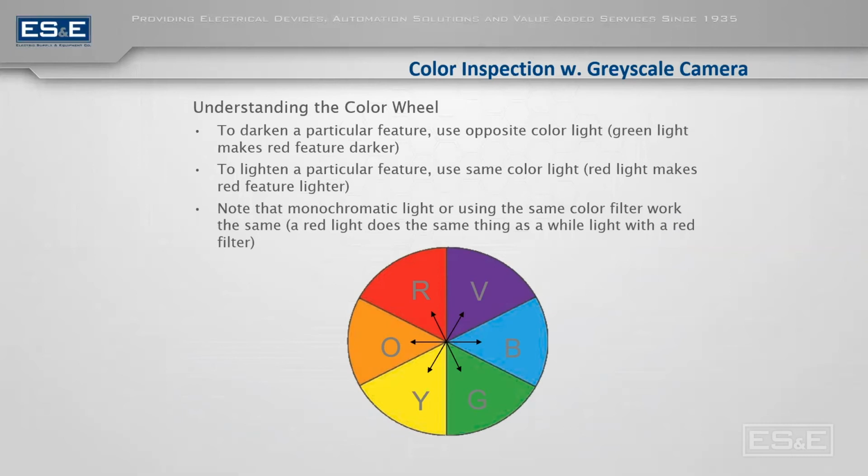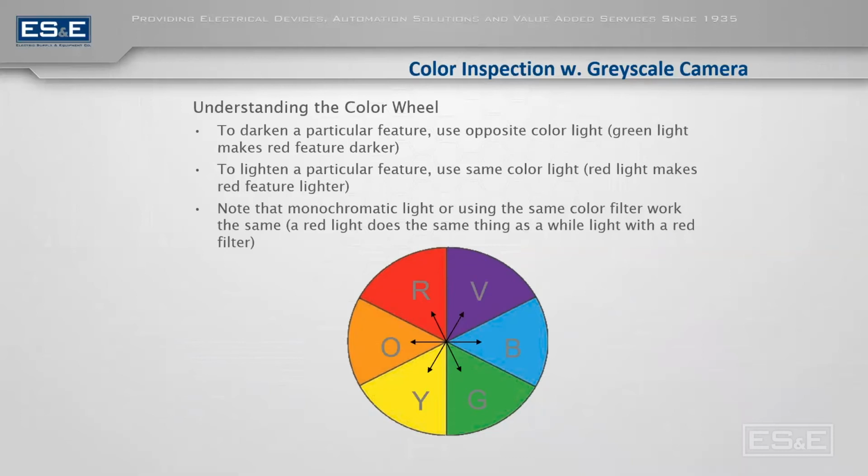So if you have a red light shining on a red object, you may not even see the object in your machine vision camera because it's going to wash away the object and everything is going to be almost white, kind of like looking into a light bulb. You're not going to be able to see anything. Just note that monochromatic lights and color filters work the same. The red light does the same thing as a white light would with the red filter.